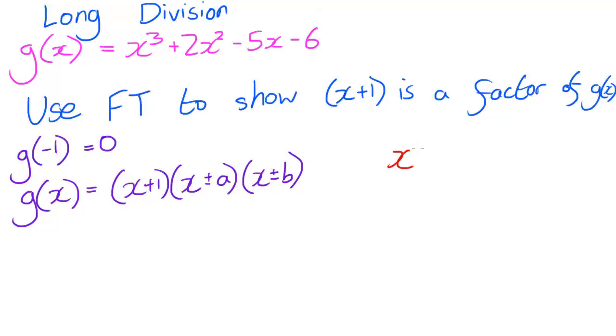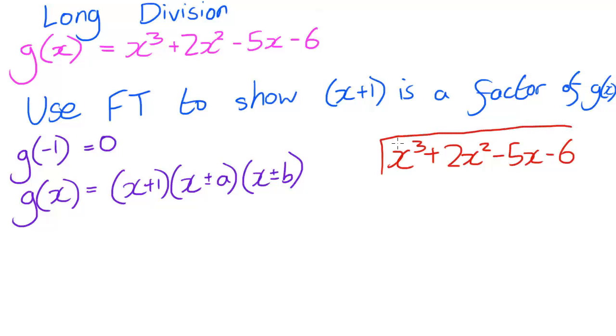So let's write this out. We've got x cubed plus 2x squared minus 5x minus 6, and we're going to divide it by x plus 1. In dividing g of x by x plus 1, imagine dividing both sides by x plus 1, we're going to end up with these two over here. So we're actually going to end up with a quadratic, which we can then break down into x plus a and x plus b. So how do we do that? How do we go about doing long division?